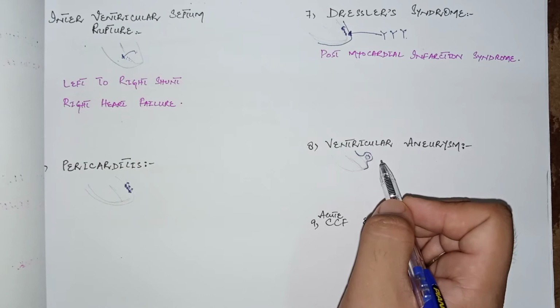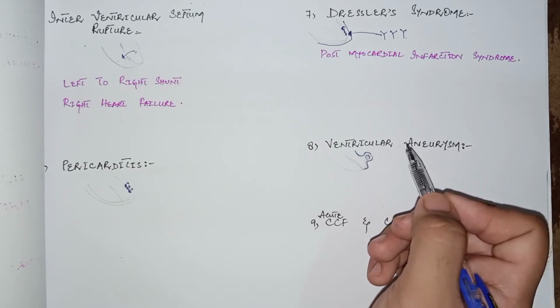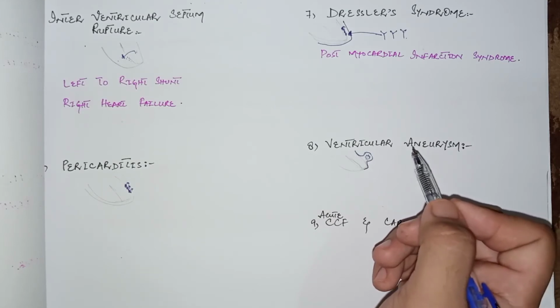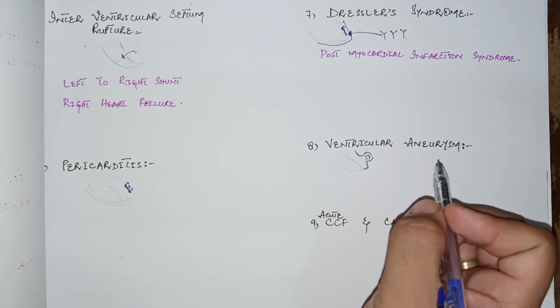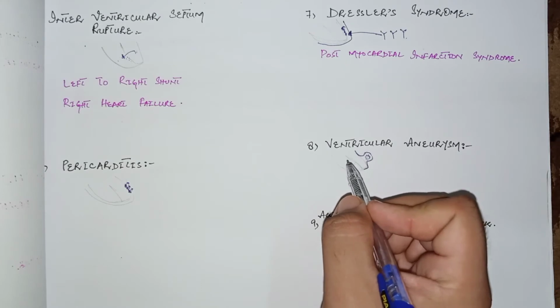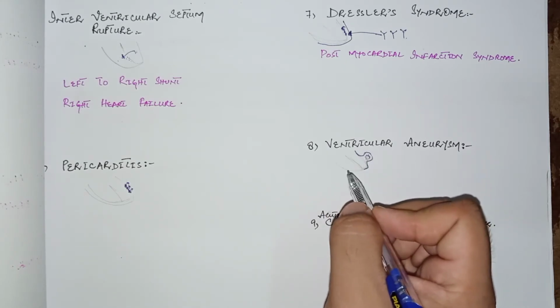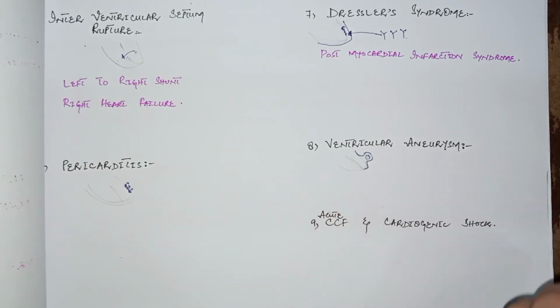The other features include a paradoxical impulse that can be felt on the chest of the patient, and sometimes there is an unusual bulge from the cardiac silhouette on the chest X-ray, and there is a persistent ST segment elevation in the ECG. The diagnosis is usually done by echocardiogram, or ultrasound of the heart, and the treatment option includes surgical removal of this aneurysm in some patients.